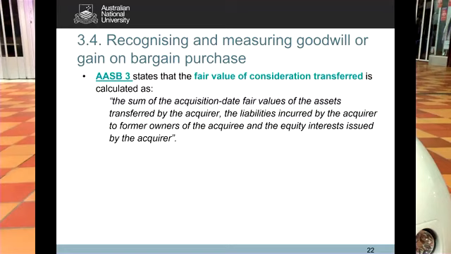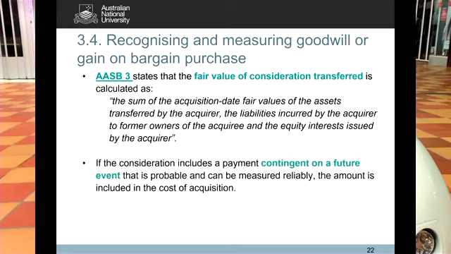And the fair value of consideration transferred would be just the fair value of whatever you offered, okay? If the consideration includes a payment contingent on future events that is probable and could be measured reliably, you may also include it in the cost of acquisition, which should be included in your consideration. You may get confused about the contingent on future events. I'll show you in a second in the example.